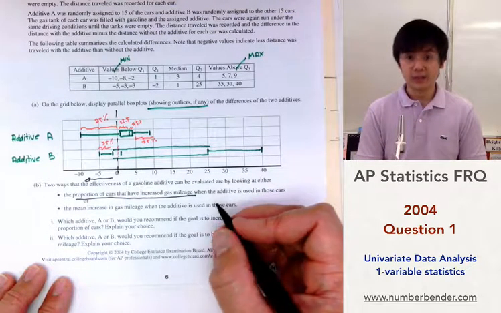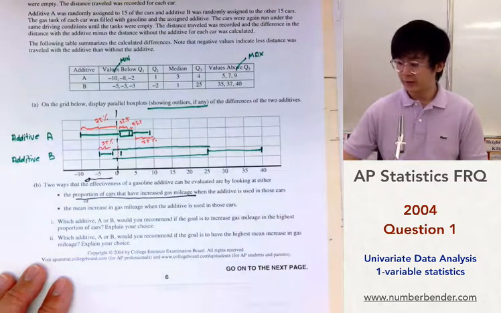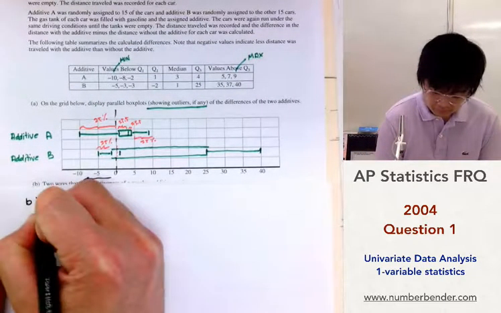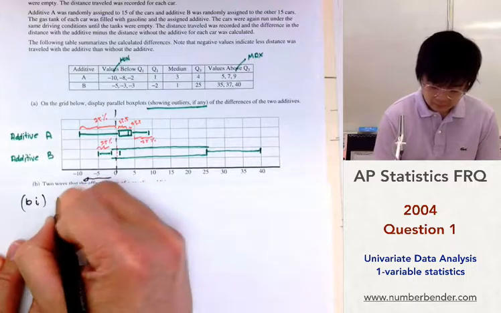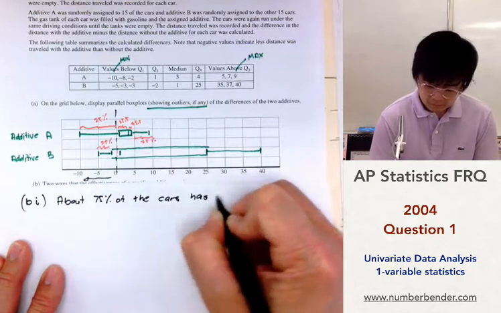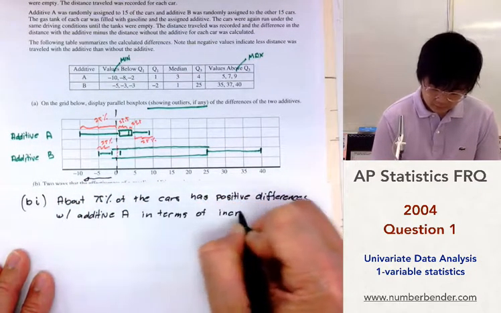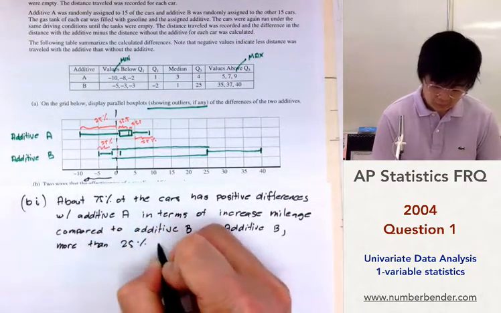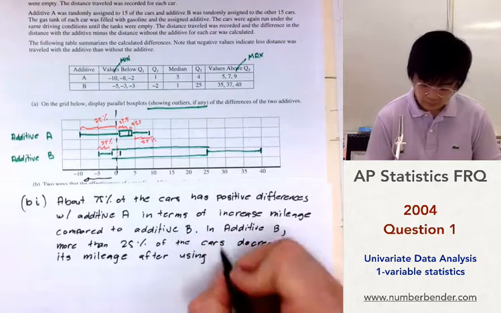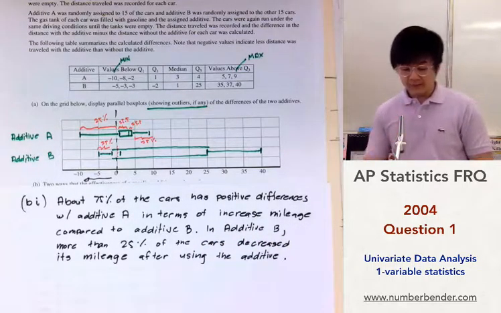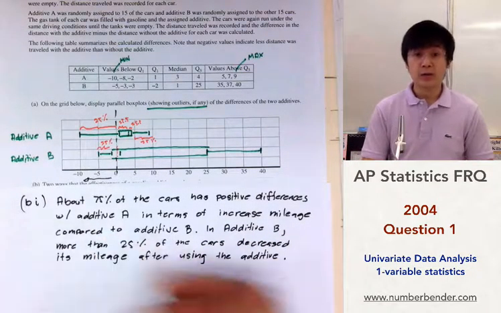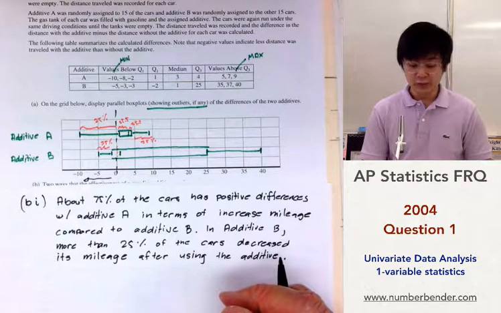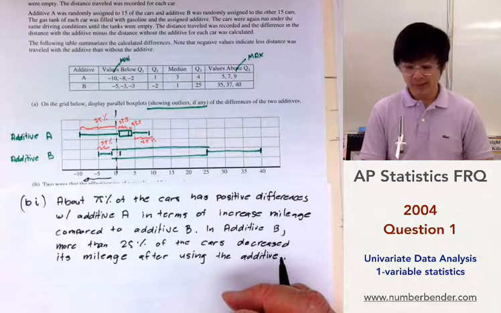So let's go ahead and write out our answer for problem letter B. And this is how we're going to justify our answer for the comparison of additive A and additive B in terms of increase in gas mileage.